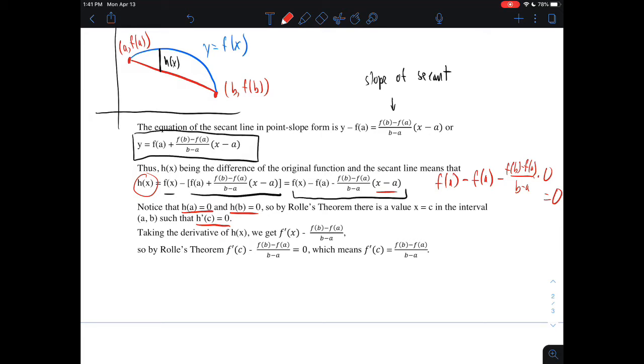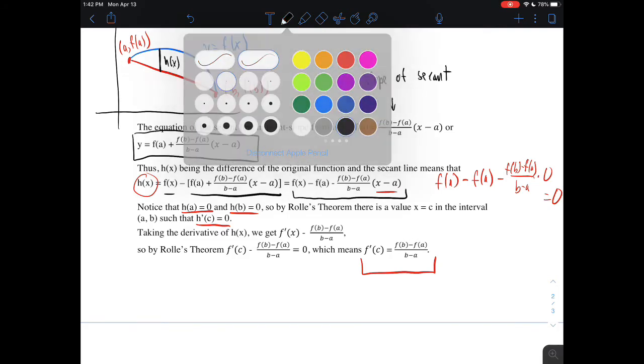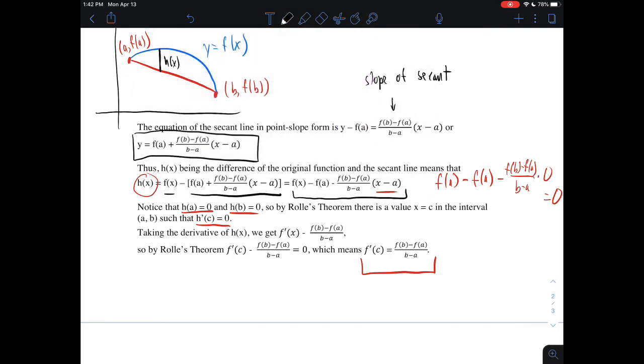So by Rolle's theorem, if I plug in c for x, this means that f prime of c minus the secant slope is equal to 0, which means exactly what we wanted. f prime of c is equal to the slope of the secant line. So that's a proof of the mean value theorem. It's good for you to see a few of these proofs. You, of course, aren't going to have to repeat this, but you should walk yourself through this and just make sure you understand the points from this.